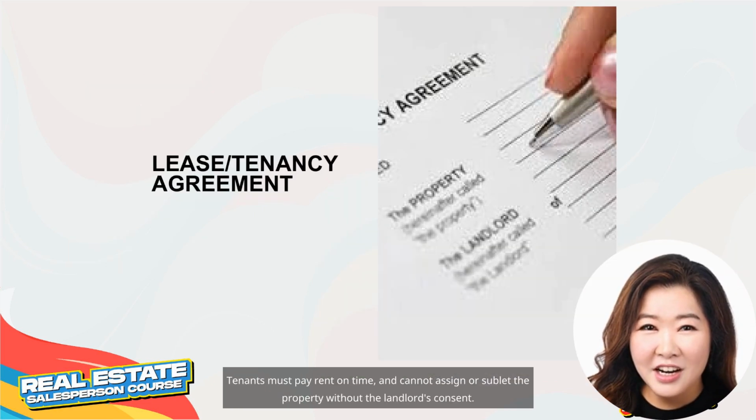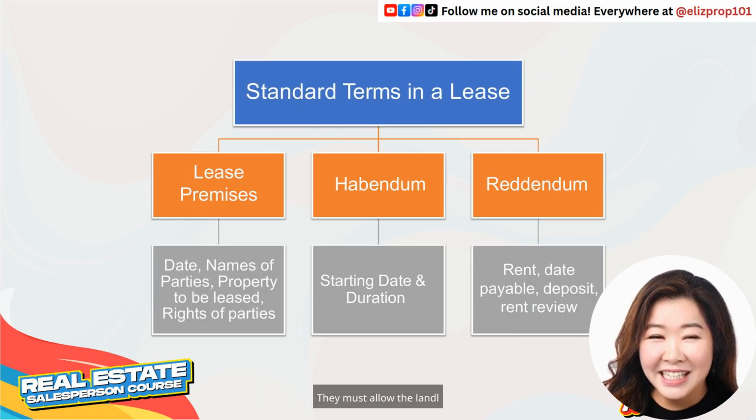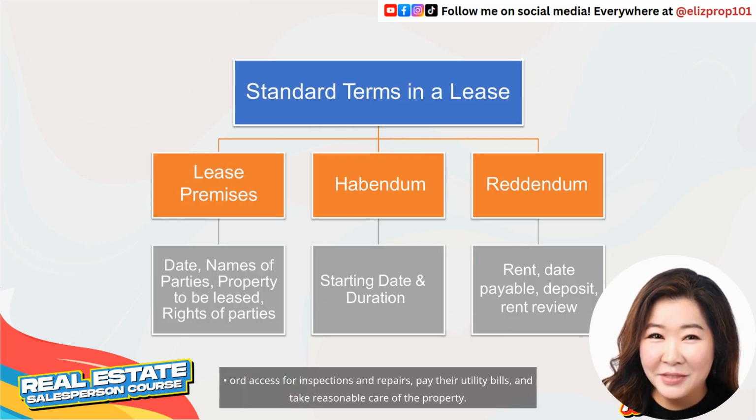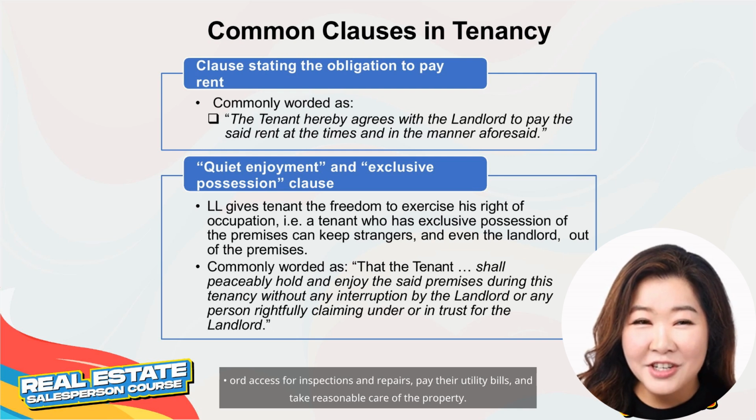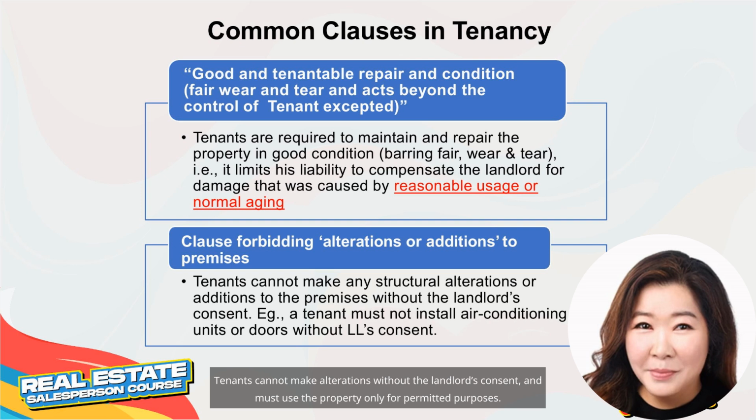Tenants must pay rent on time and cannot assign or sublet the property without the landlord's consent. They must allow the landlord access for inspections and repairs, pay their utility bills, and take reasonable care of the property. Tenants cannot make alterations without the landlord's consent and must use the property only for permitted purposes.